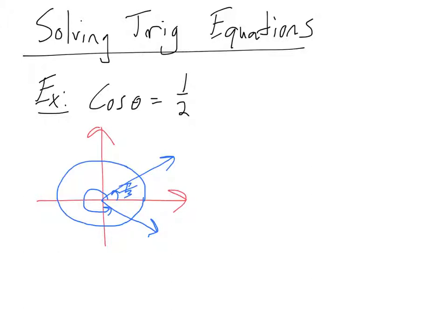Yes, 5 pi over 3. That doesn't look like a 5 very much. Let's try that again. So we have 5 pi over 3.